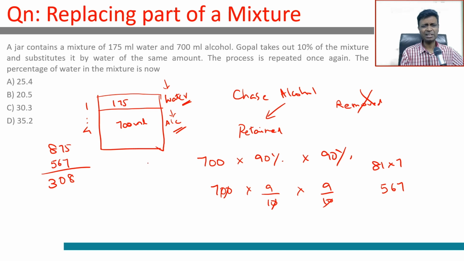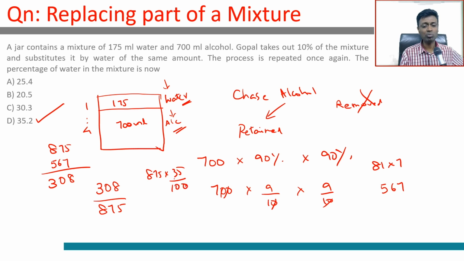So we want the percentage of water in the mixture, that is 308 by 875. Divide this, find some approximate value, some approximation somewhere, and that's what you're looking for. 308 is... 30% of 1000 is 300. Of 875 should be a higher percentage. You're looking for something like this. 35.2% is your answer. 875 into 35 by 100 should give us this.